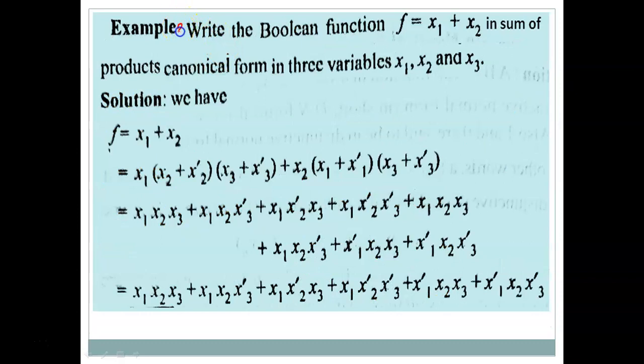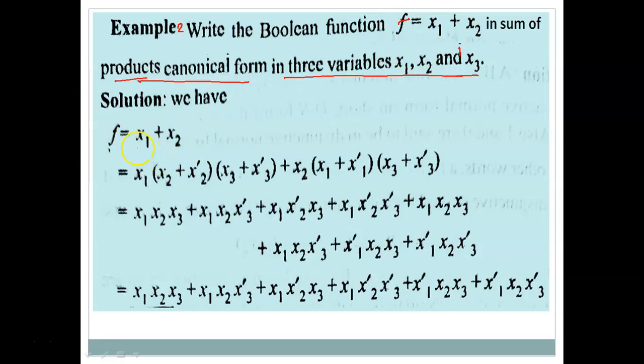Next example. Write the Boolean expression in sum of product canonical form. In fact, sum of product canonical form is the same thing, that is the DN form. And in the function you are given only two variables, but you are asked to put this as a sum of minterms or in DN form in three variables. So if you want to write it in disjunctive normal form in three variables, what do you do?